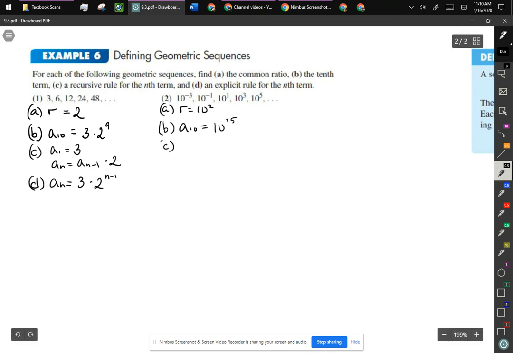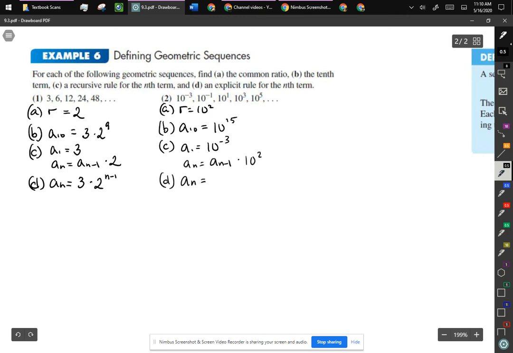And then C, recursive, include the base case. The initial value is 10 to the -3. Make that look a little nicer. And again, recursively, a sub n, the current number, is equal to the previous number times 10 squared. And then the explicit would just be a sub n.